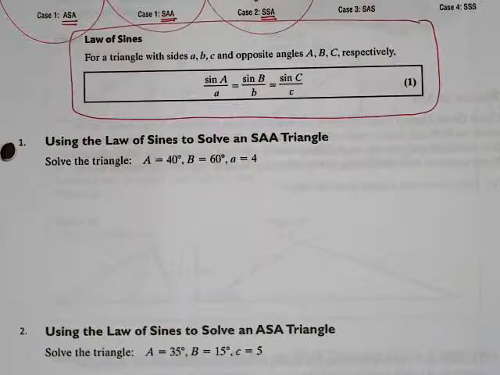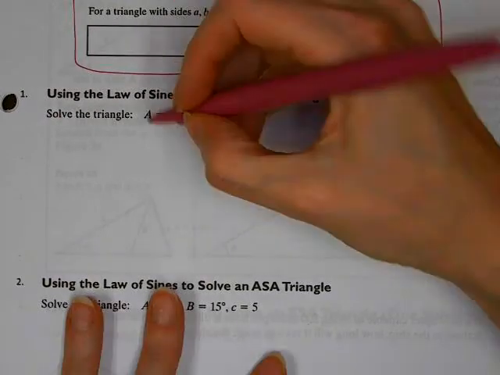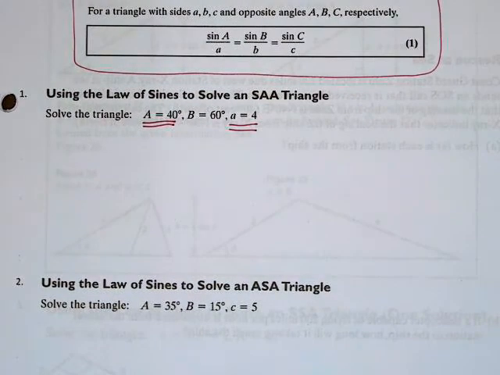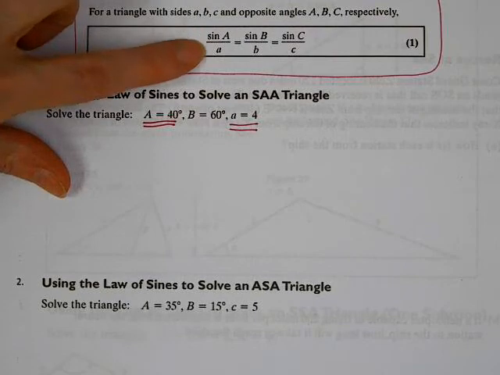Okay, let's try it. So really easy to use. If you need to draw a picture, totally fine, but I'm going to try to do it without a picture here. So I would start by finding a letter where you have both its angle and its side. So see how we have angle A and side A? That means we probably want to use this ratio here, right?